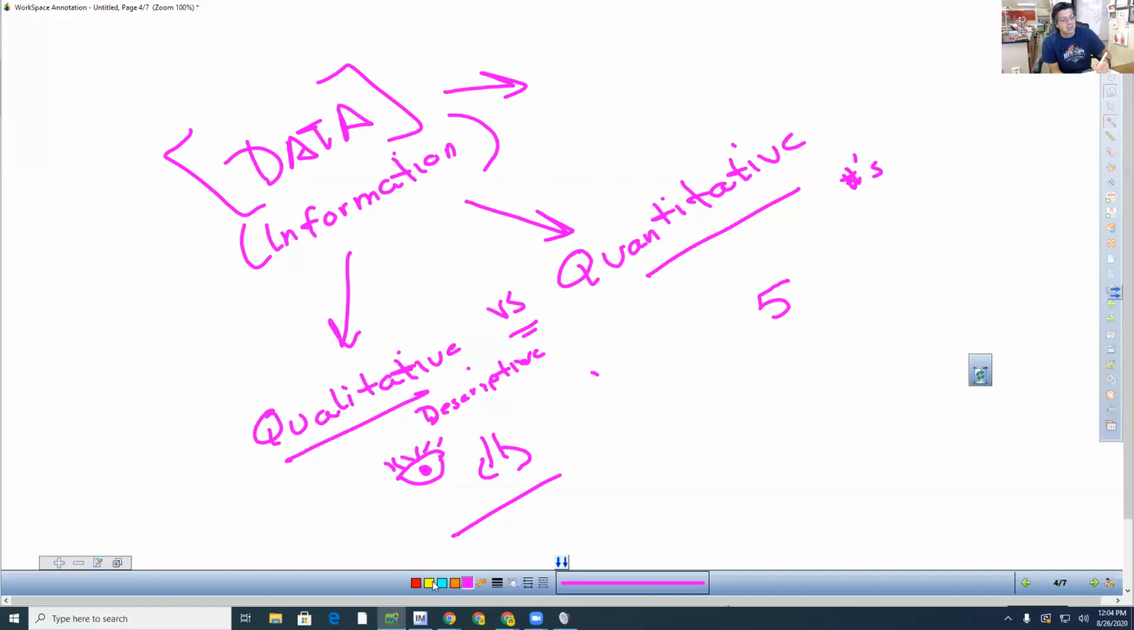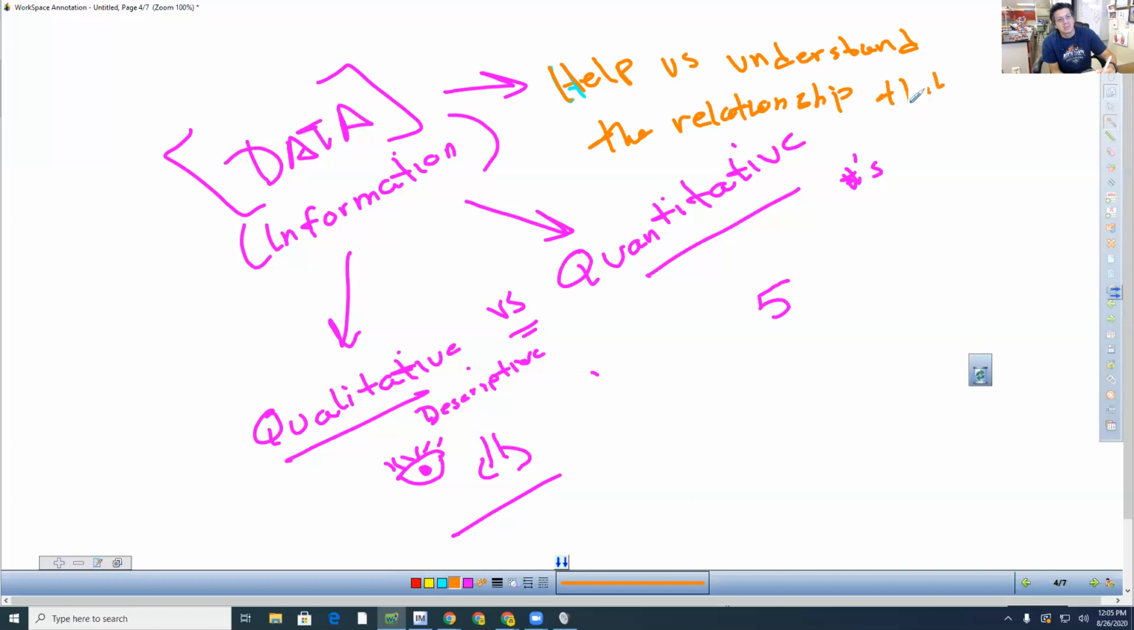Data helps us understand the relationship that we're studying. All right. Any questions on this?